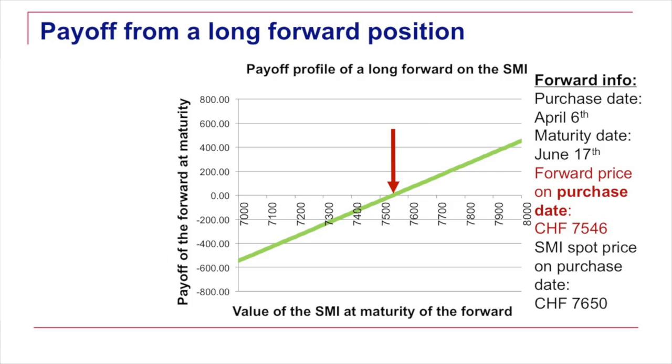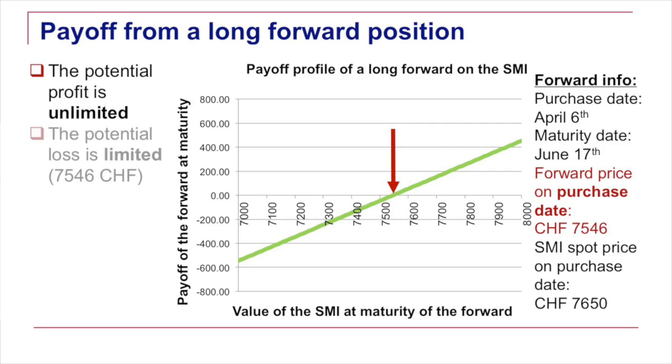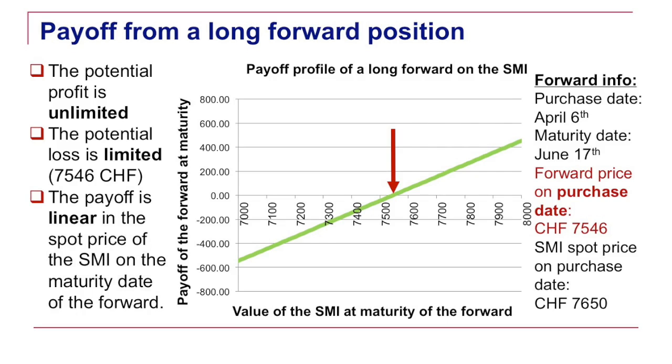Actually, he can make an unlimited gain if the price of the SMI tends to infinity, whereas if the price at maturity of the SMI is below the forward price, he will make a loss. So Mr. Smith, if he enters this contract, will have a linear increasing payoff, which increases as the value of the SMI increases at maturity.